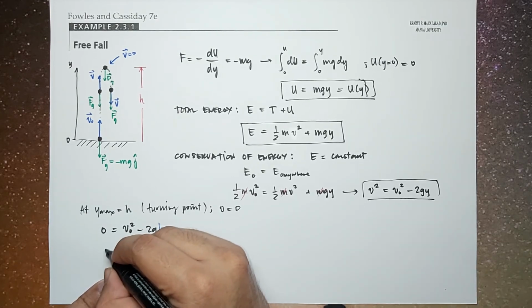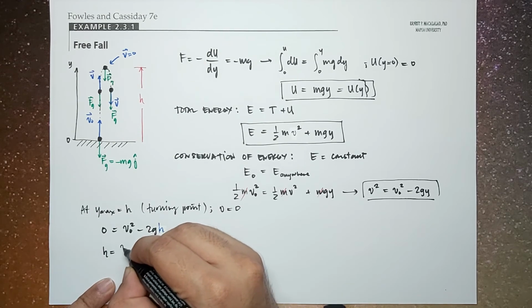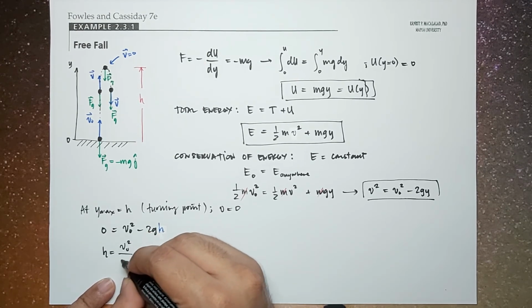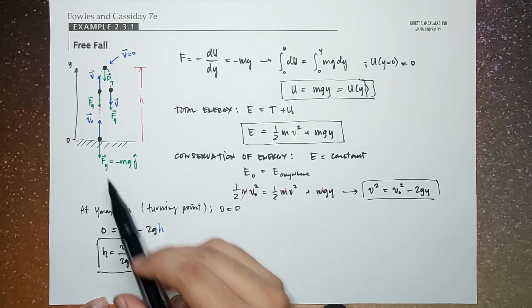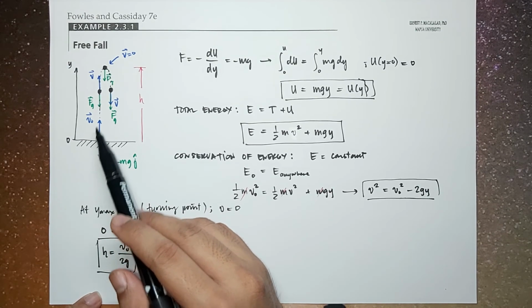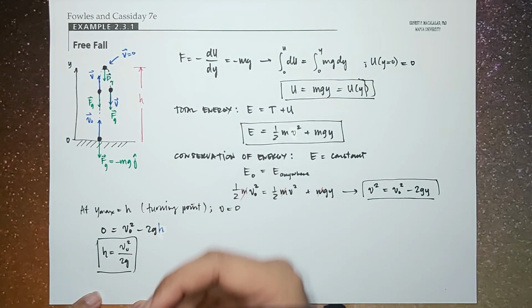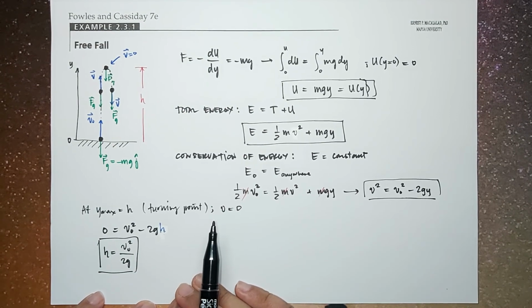So therefore, the height is now dependent on the initial speed and the gravitational acceleration. That means the more kinetic energy you put into your particle, the higher the particle will go. So that's example 2.3.1 of Fowles and Cassiday.